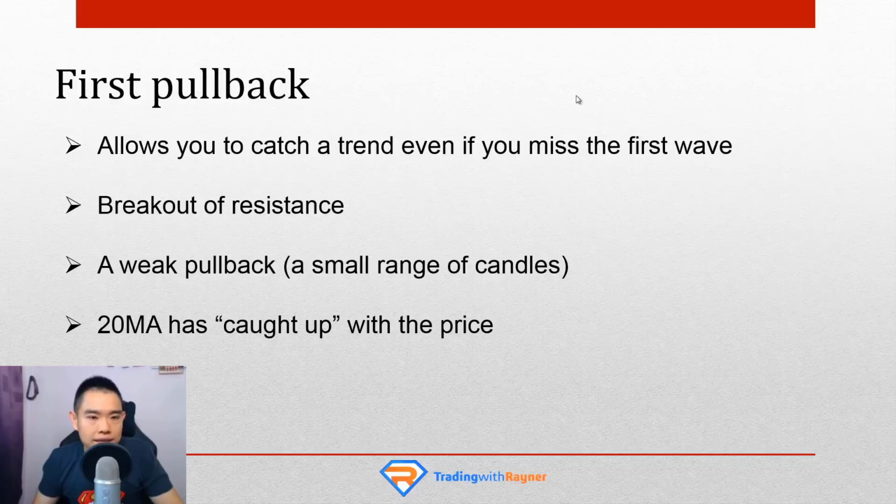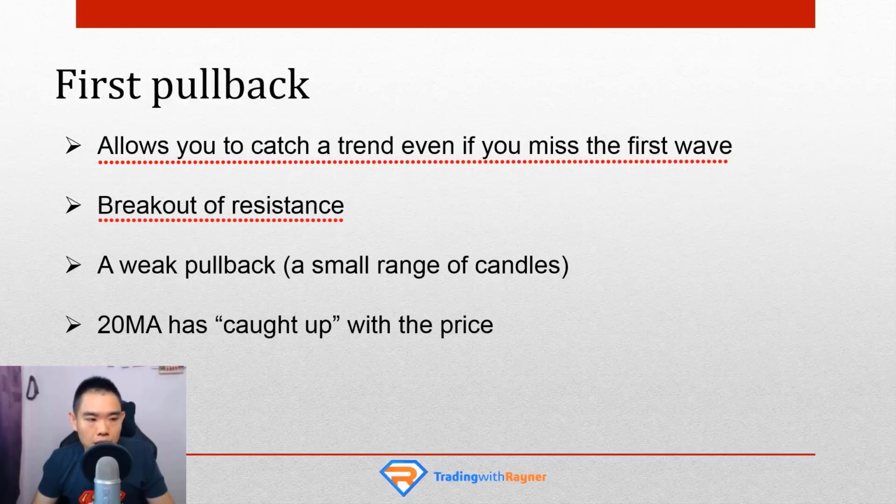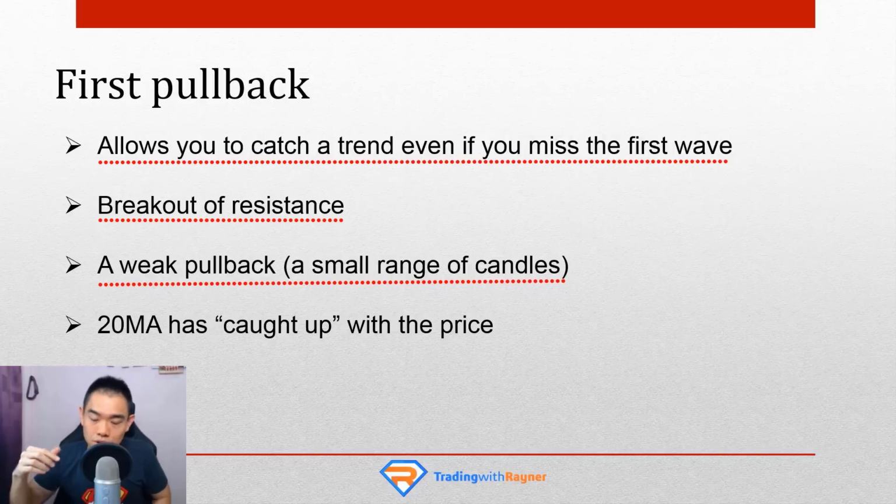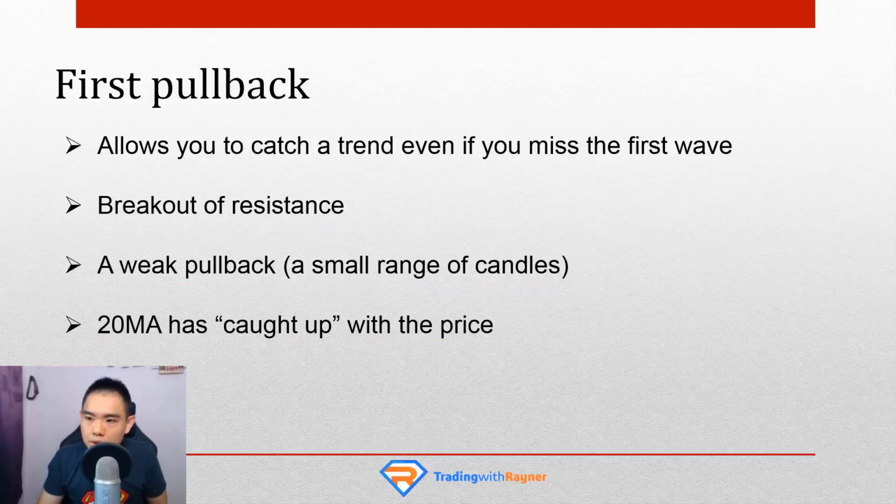Look for the first pullback, because it allows you to catch a trend even if you miss the first wave of the first move. So what you want to look for is a breakout of resistance, then a weak pullback. A weak pullback simply means that the range of the candles is nice and small, very tight. It's not large, just small range candles on a pullback. And the 20 MA has caught up with the price. So as the price makes a pullback, you want the 20 MA to slope up higher and catch up with the lows of the price, kind of similar to the breakout with a build up that you've seen earlier. Okay, so let me share with you a few examples of the first pullback.